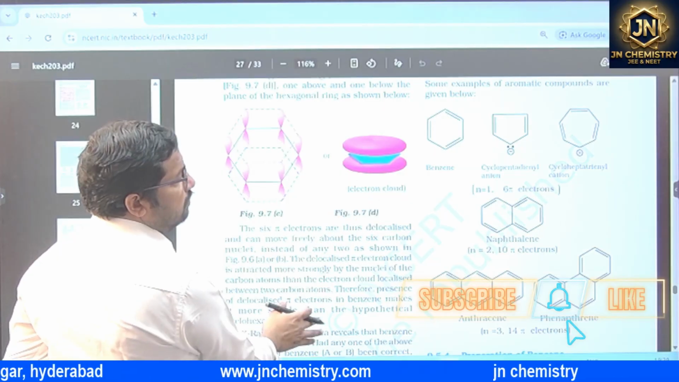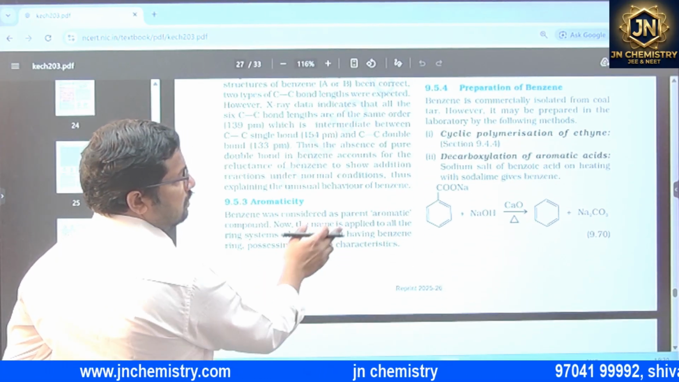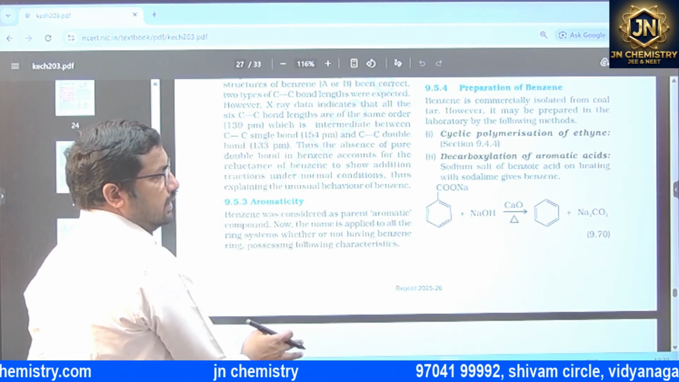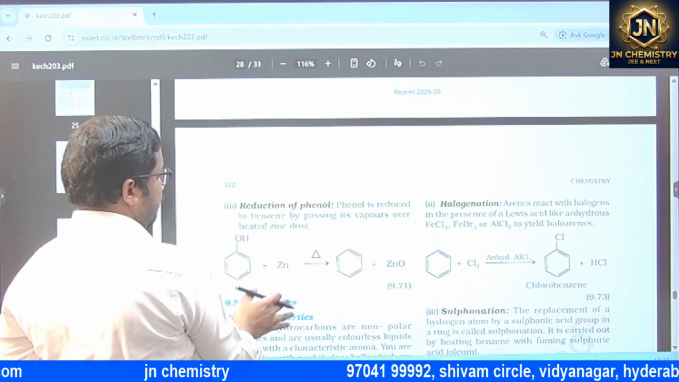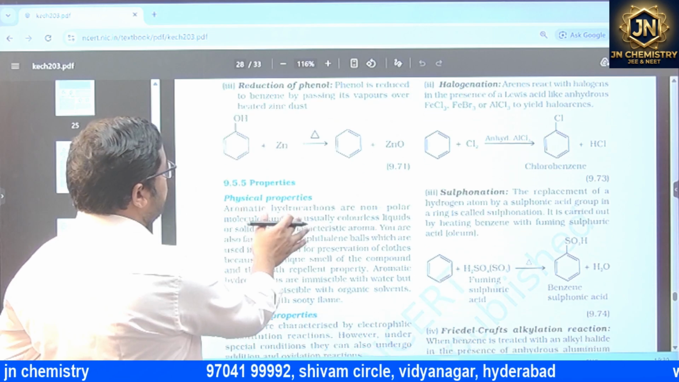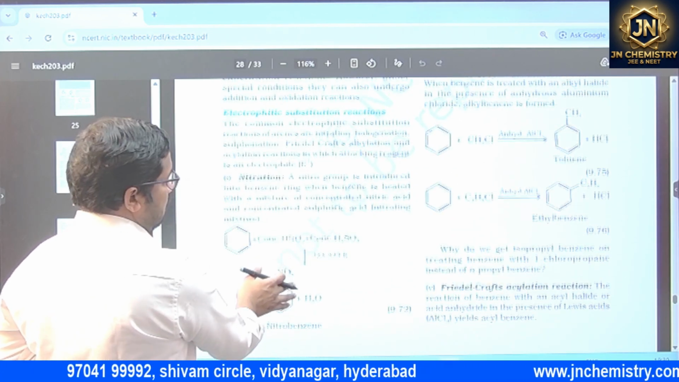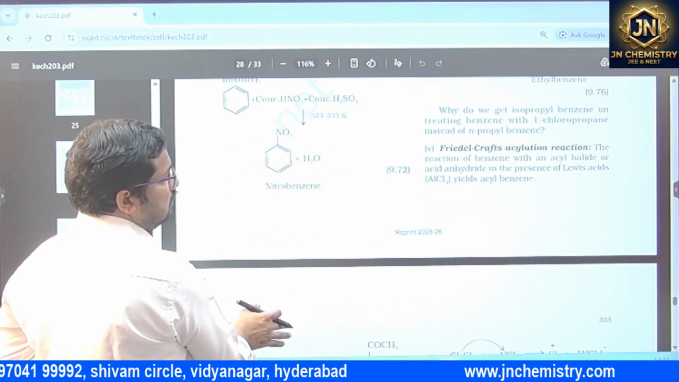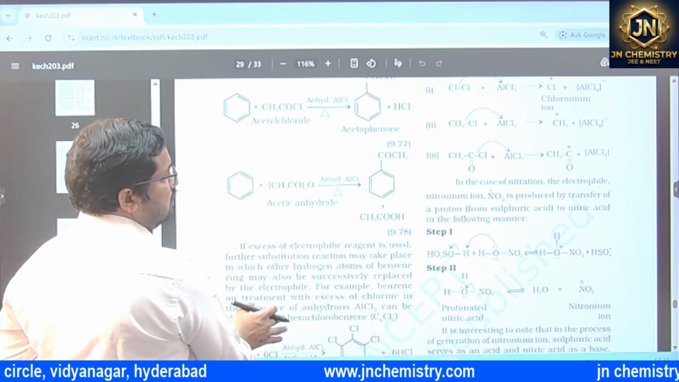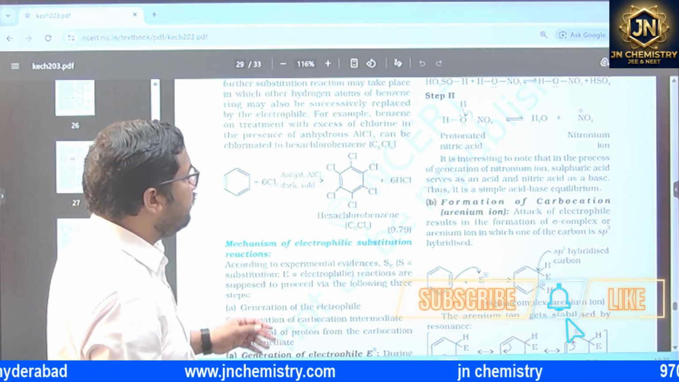So these are all aromatic compounds I already explained. Naphthalene, anthracene I didn't do, but cyclic polymerization of ethyne we did already. So decarboxylation with NaOH plus CaO, phenol with zinc, right? Their chlorination, sulfonation, chemical properties, nitration, Friedel-Crafts acylation, acetic anhydride also we can take. So these two, one extra reaction, write it down.